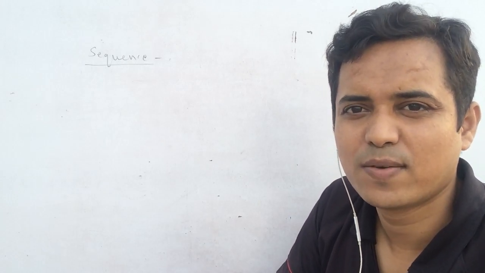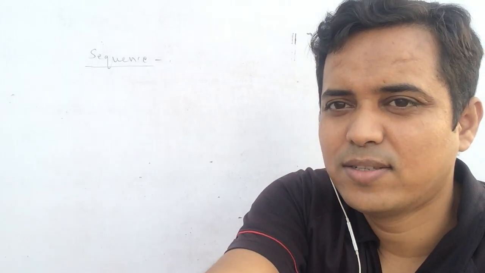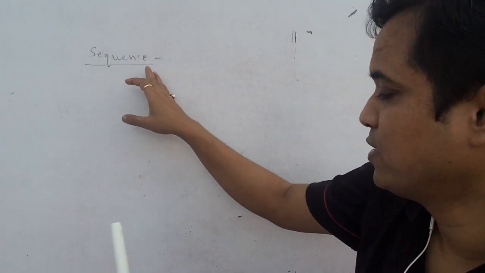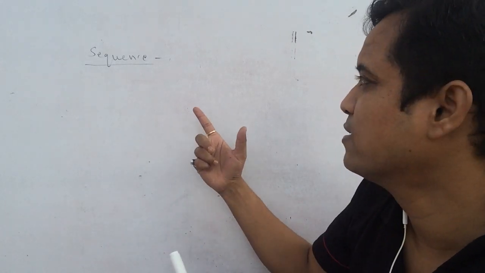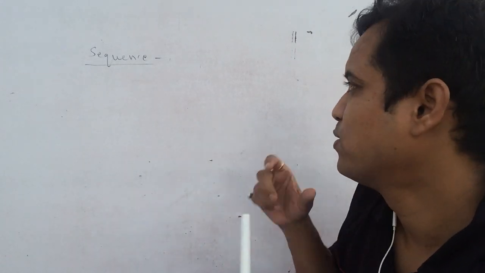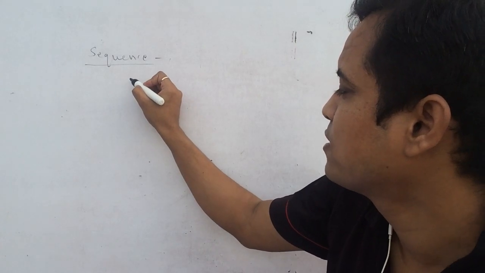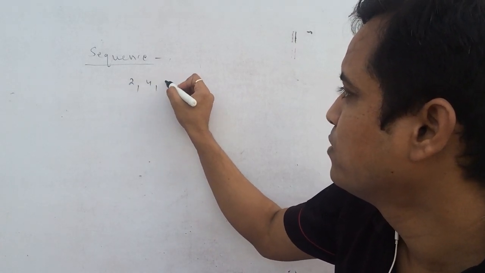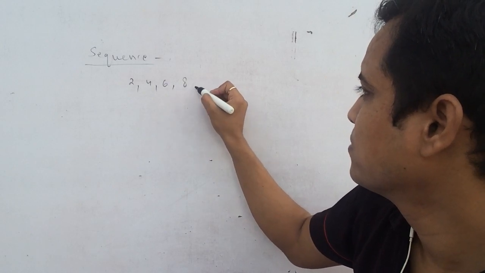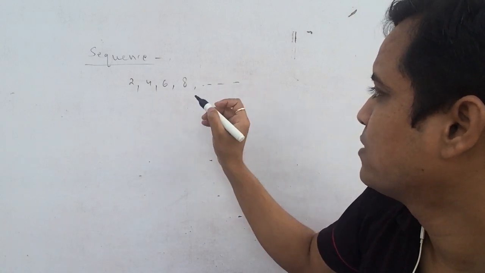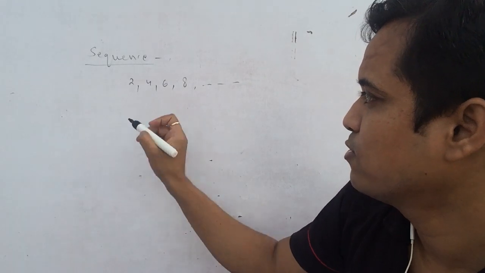Today we are going to learn sequence and series. Okay, so here we have a sequence. A sequence is actually a function whose domain is the set of natural numbers. For example, 2, 4, 6, 8. I said that it is a function.